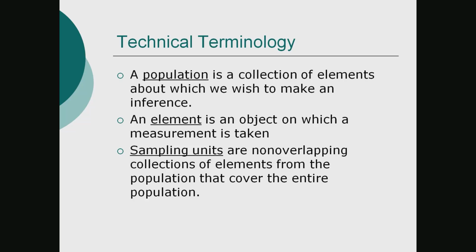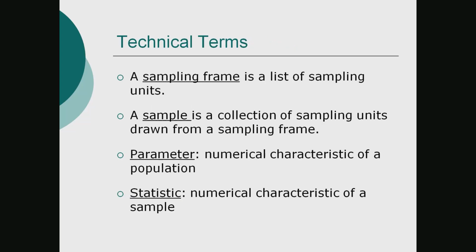Sampling unit is the individual element or group of elements that is included in the sample. It is the basic unit for sampling and it can be a person or a household or a business. Technical terms. Sampling frame. A sampling frame is a list of sampling units. A sampling frame is a list of all the elements in a population from which a sample will be drawn. This list serves as a reference for selecting the sample.